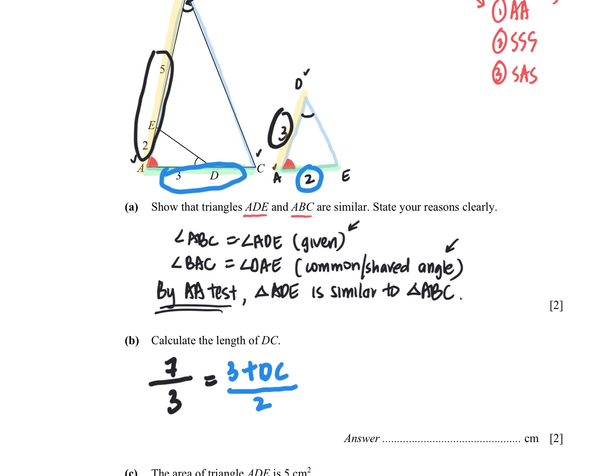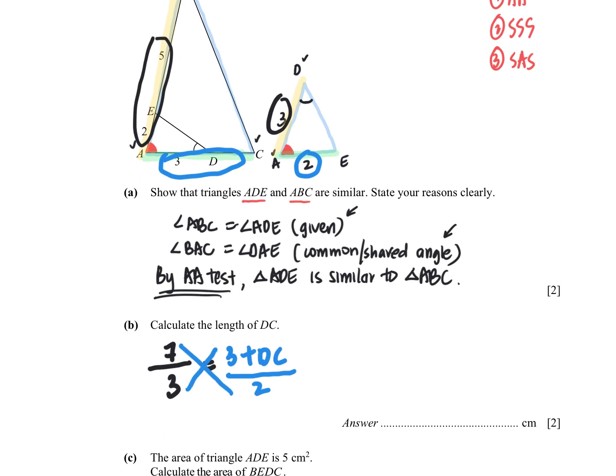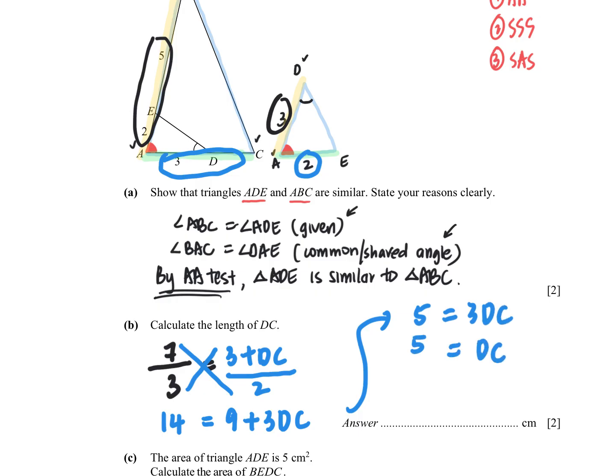So you want to solve for DC, you cross multiply. So if you solve it, 14 minus 9 is 5. So DC is just 5 over 3. So you can give me answer as 1 2/3 cm, or you can give me 1.6 with a dot on top. 3SF will be marked correct, but it's best to give me the fraction answer because it's exact.